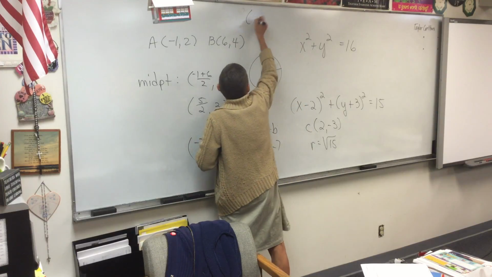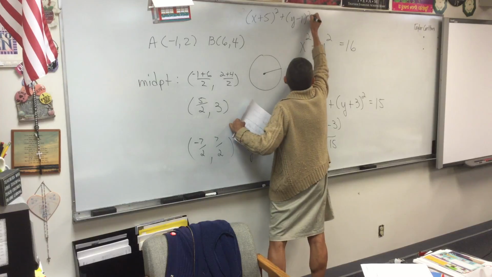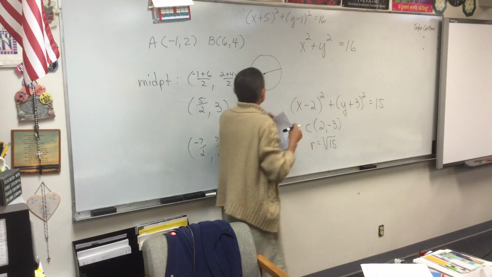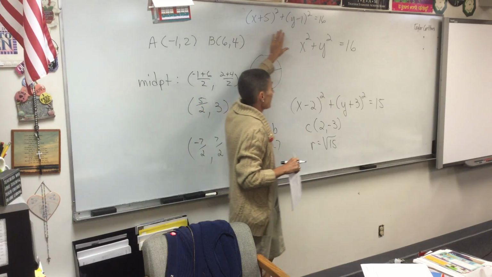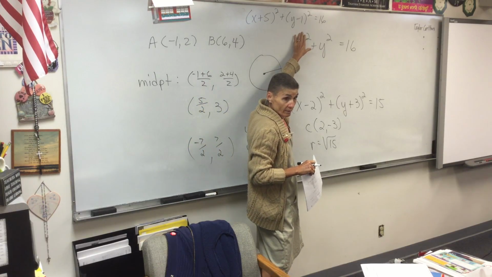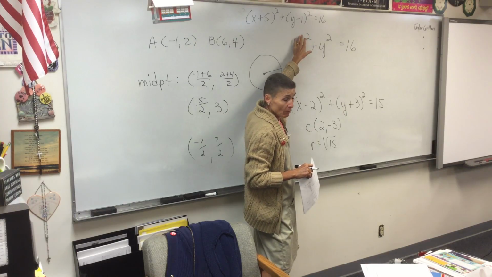So if I had a different circle that looks like this, the center would be at -5, +1. Every time, it doesn't get tricky. That's it, that's how it works every time.